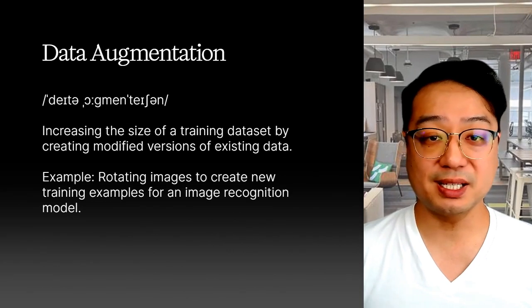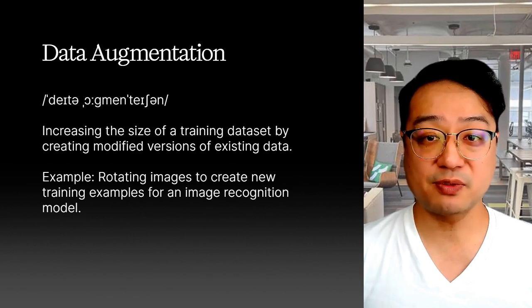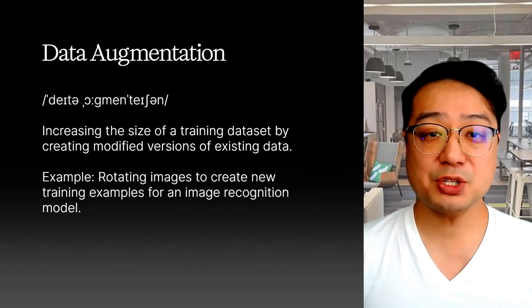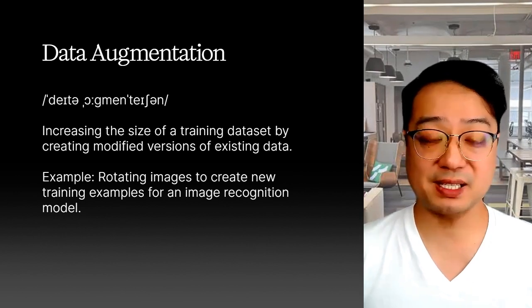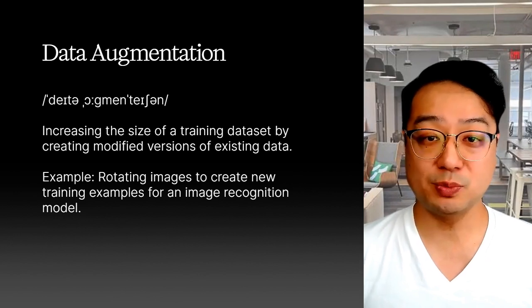Another technique is data augmentation. This involves creating new data points from existing ones by applying transformations like rotations, translations, or adding noise. Imagine you have a limited number of pictures of cats. You can create more data by rotating the pictures, zooming in, or changing the brightness.